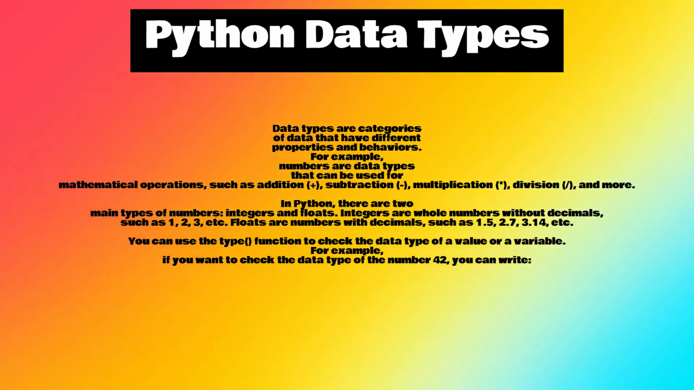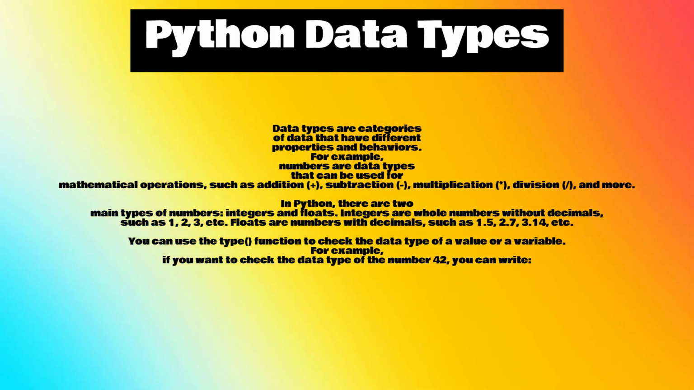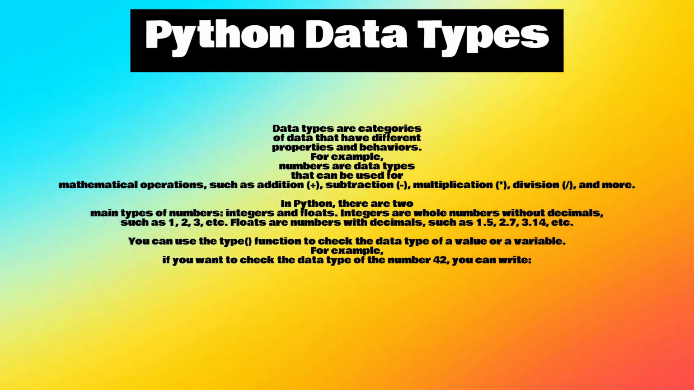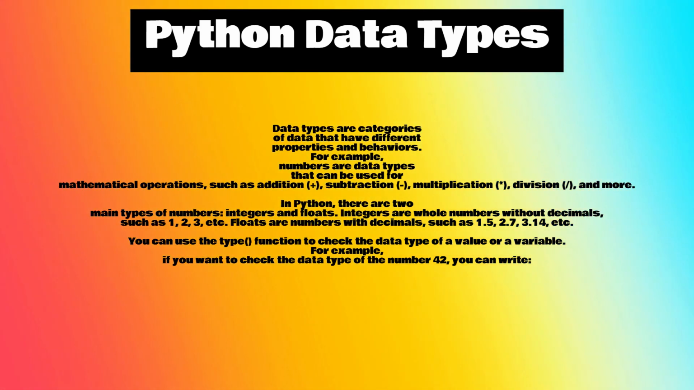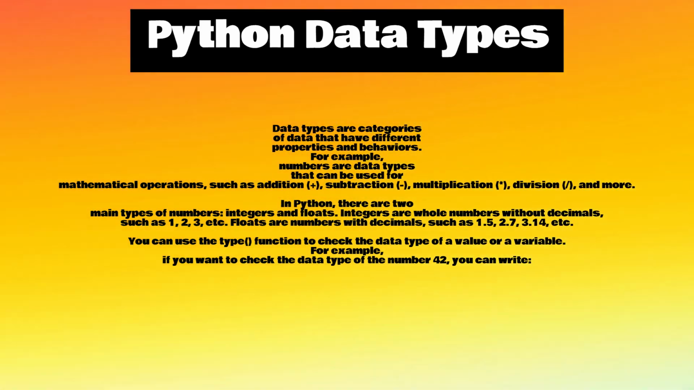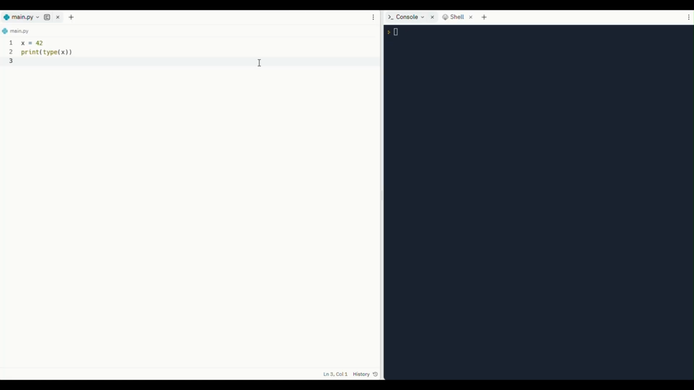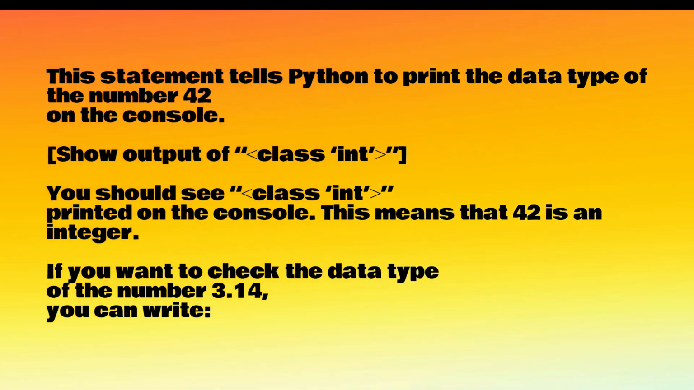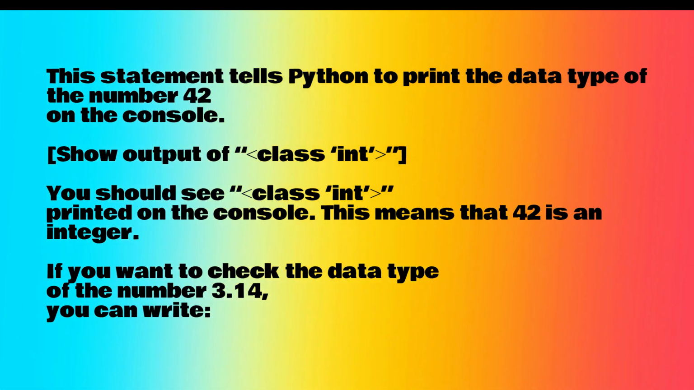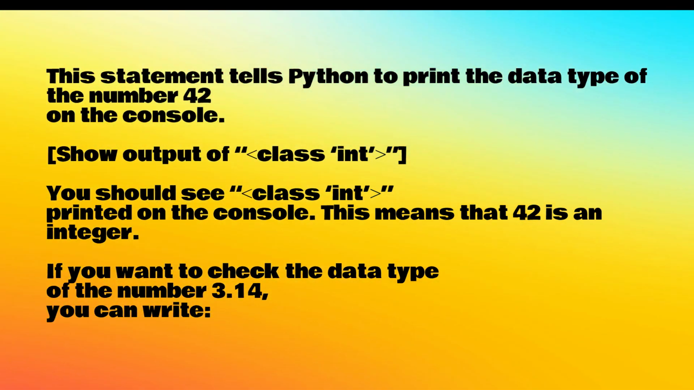You can use the type function to check the data type of a value or a variable. For example, if you want to check the data type of the number 42, you can write type(42). This statement tells Python to print the data type of the number 42 on the console. You should see class int printed on the console.